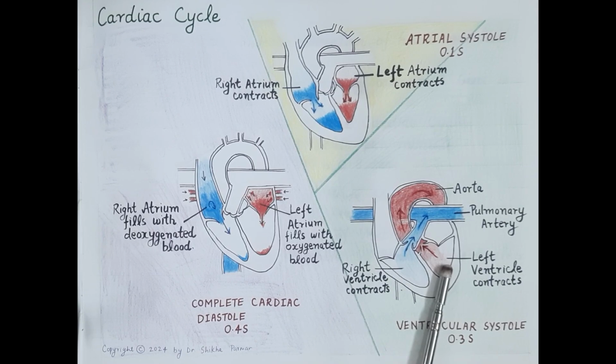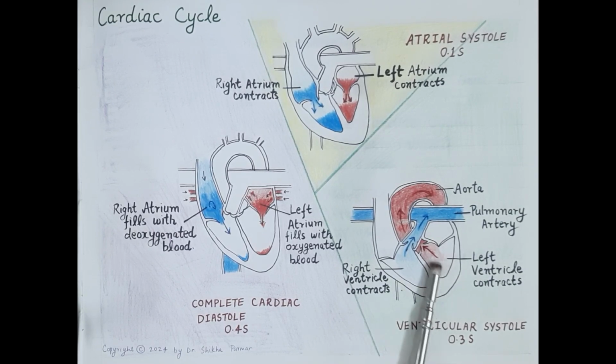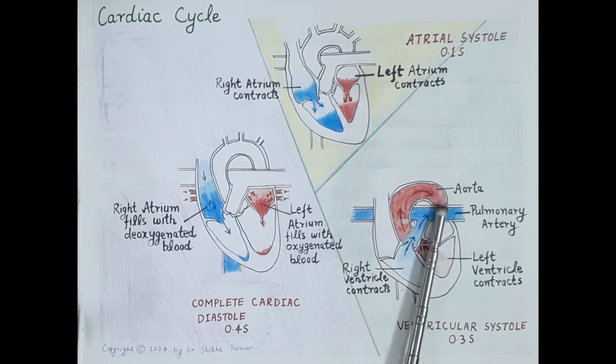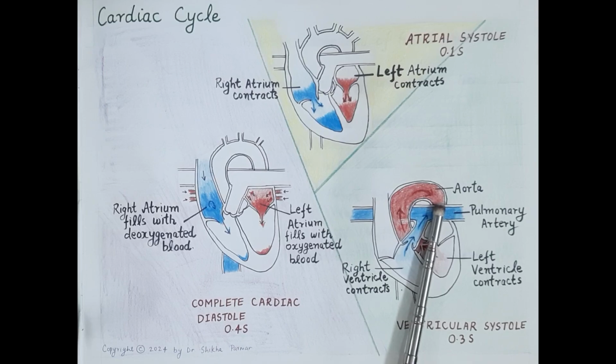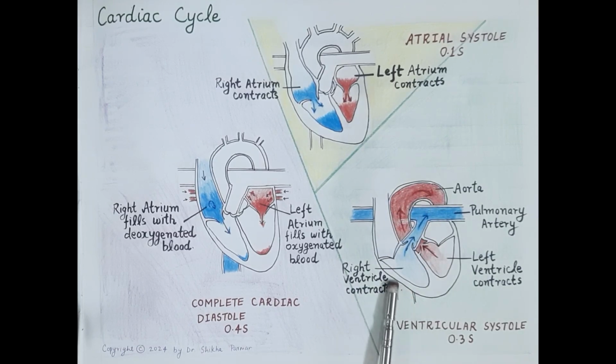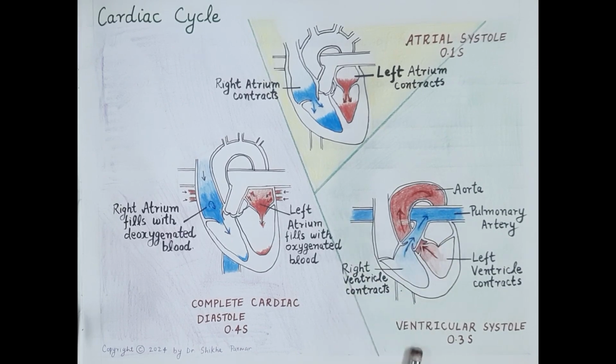On the other side, contraction of the left ventricle pumps the blood into aorta, and aorta further circulates this oxygenated blood. It further supplies this oxygenated blood to all the tissues of the body. So, contraction of the ventricle pushes the blood into the blood vessels. Contraction of left ventricle pumps the blood into aorta, whereas contraction of right ventricle pumps the blood into the pulmonary arteries. Now, ventricular systole is followed by the complete cardiac diastole.